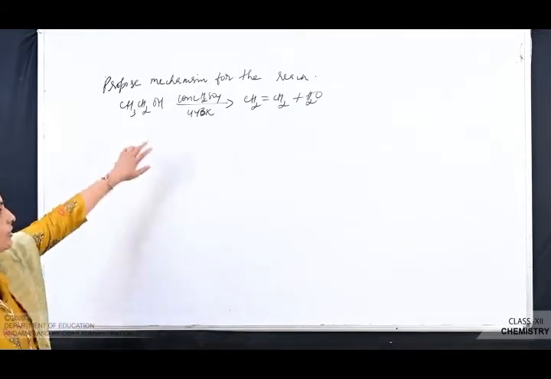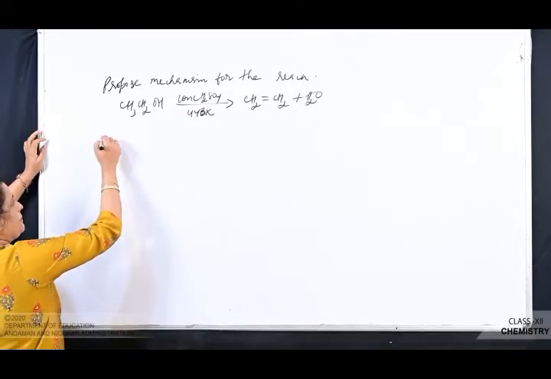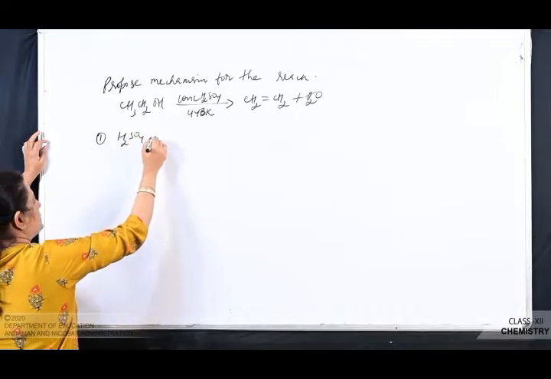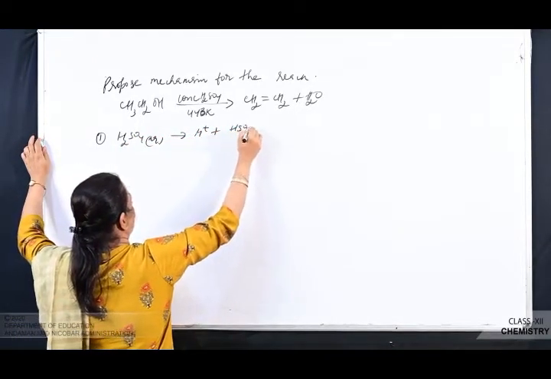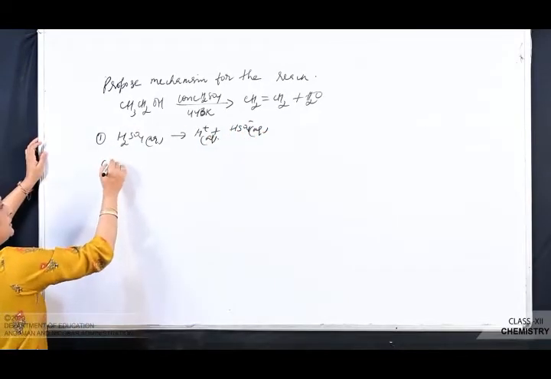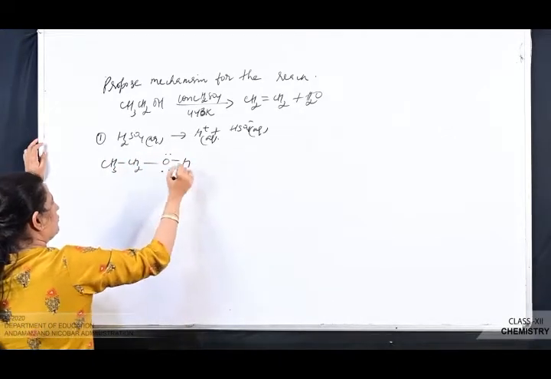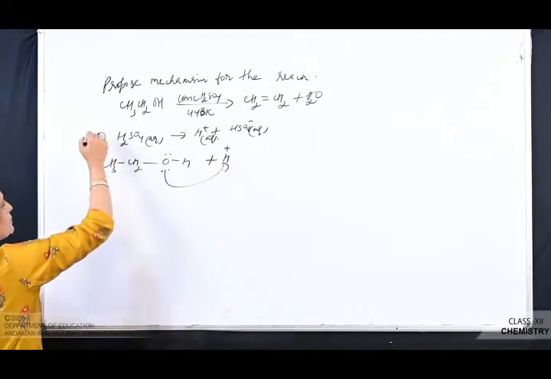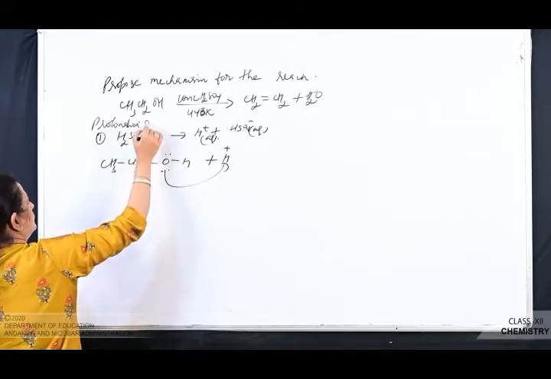So the first step is what? Sulfuric acid will give what? H plus. So first step is H2SO4 aqueous dissociates to give you H plus plus HSO4 minus. So you get what? CH3CH2, here oxygen is having what? Lone pair of electron, so the proton will attack oxygen atom. So first step is what? Protonation of alcohol.